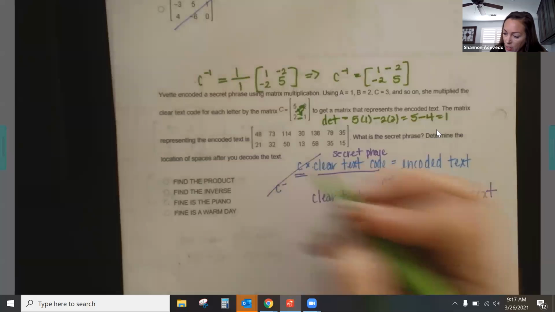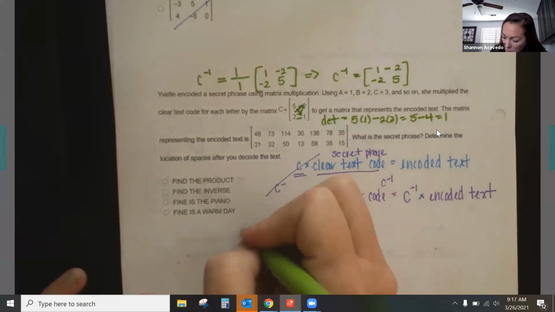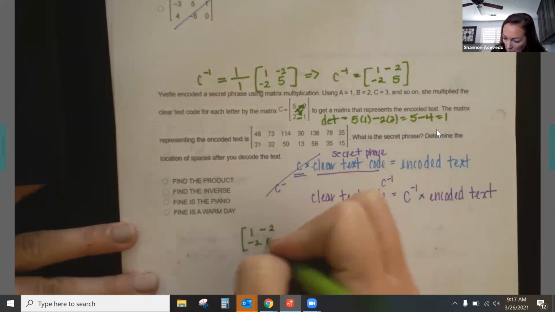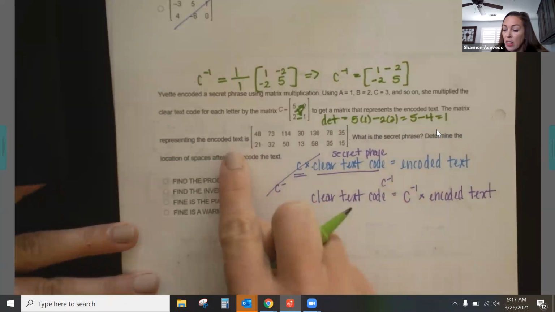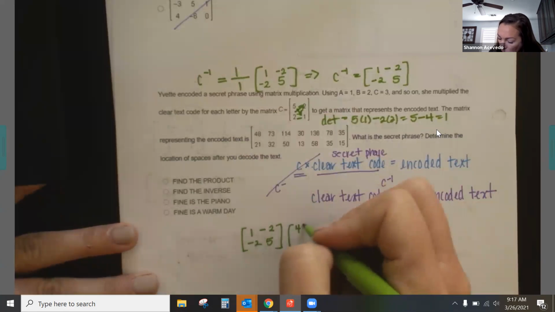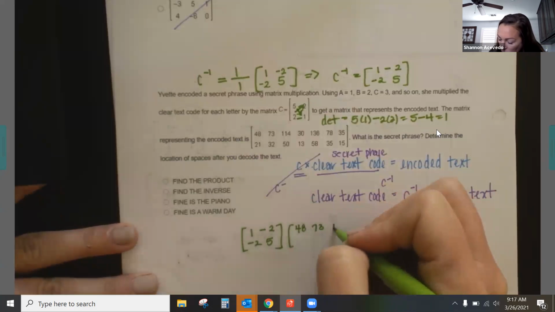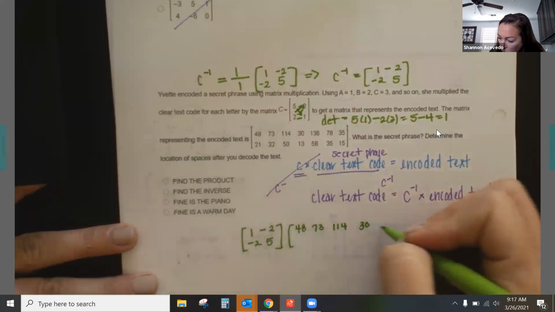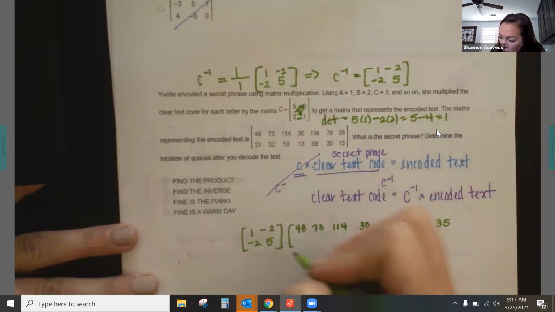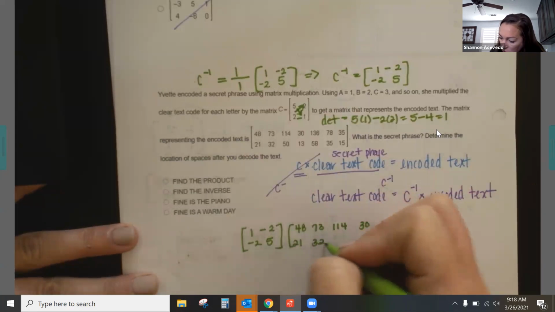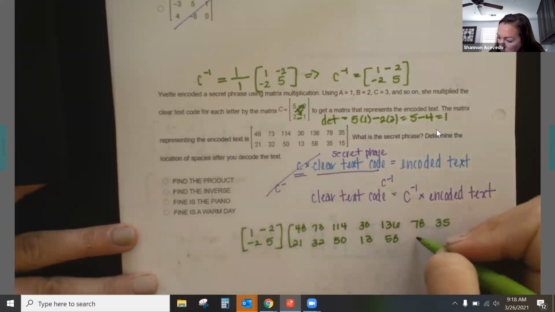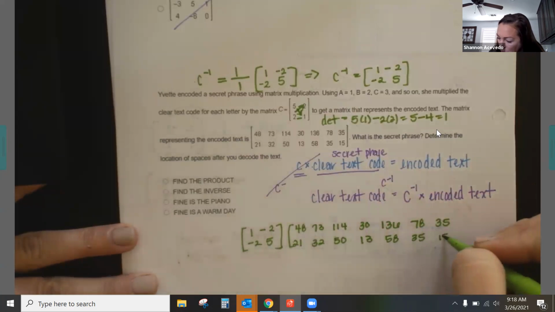So my inverse that I'm going to be multiplying is going to be 1, negative 2, 5. So there's the inverse. The encoded text is this value right here. So it's going to be my 48, 73, 114, 30, 136, 78, and 35. I'm going to have 21, 32, 50, 13, 58, 35, and 15.